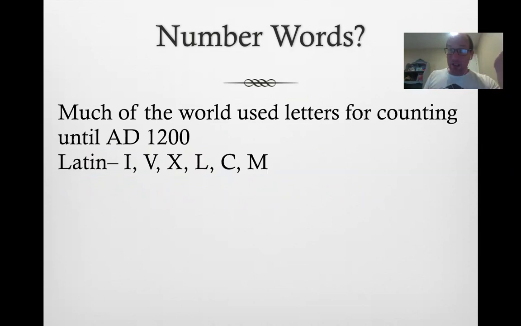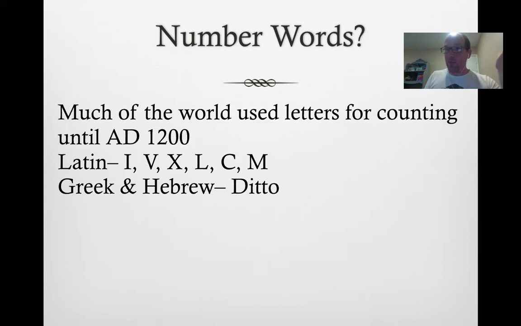So for example, in Latin, you should know these values: I, V, X, L, C, M. I put them in order for you all. So 1, 5, 10, 50, 100, and M, millennium, 1,000. In Greek and Hebrew, it's the same thing. Well, no, it's not. They do use their letters for numbers, but the way that those values are assigned are different.